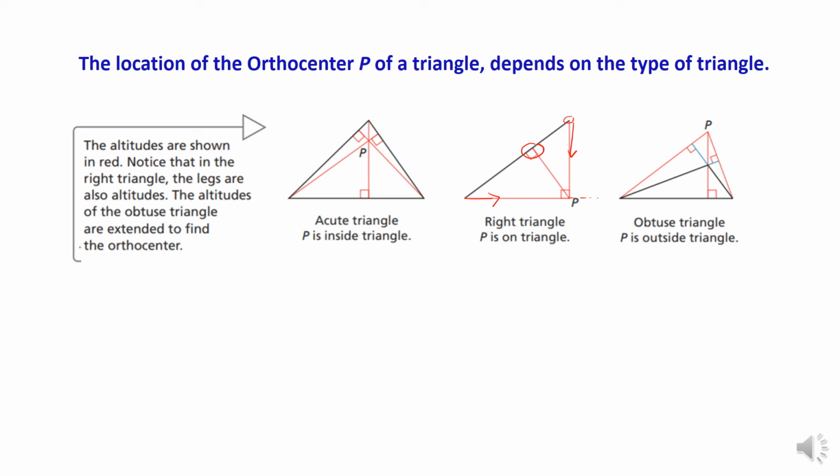The altitudes of the obtuse triangle are extended to find the orthocenter. In other words, to find a perpendicular line, you had to extend this line out here, and then you put the perpendicular line to it. So that's what's different about an obtuse triangle.